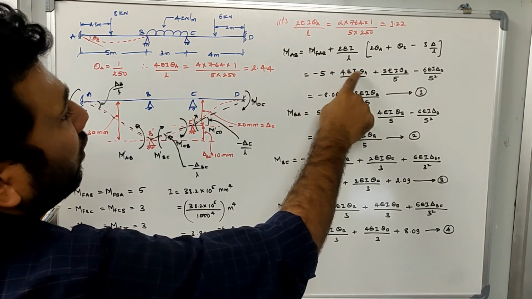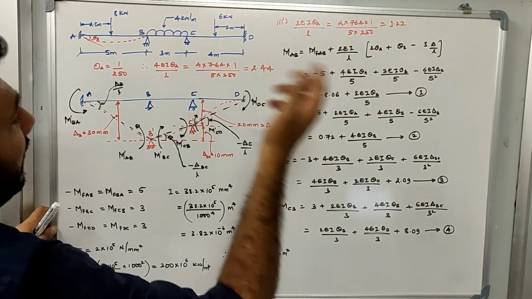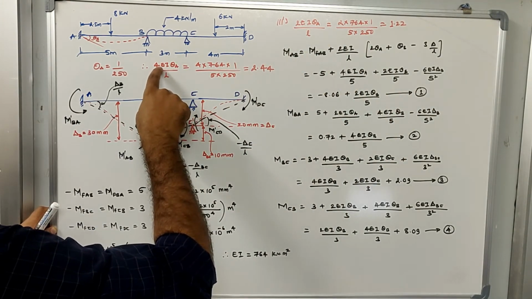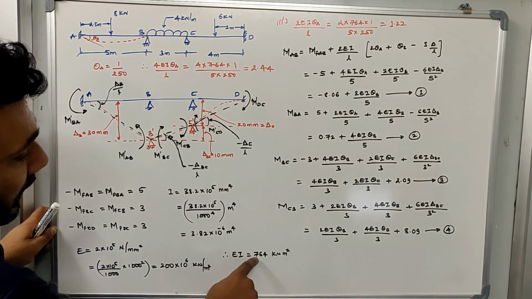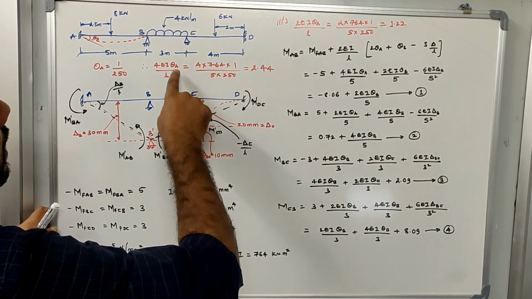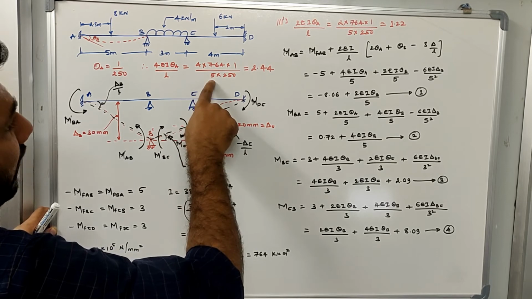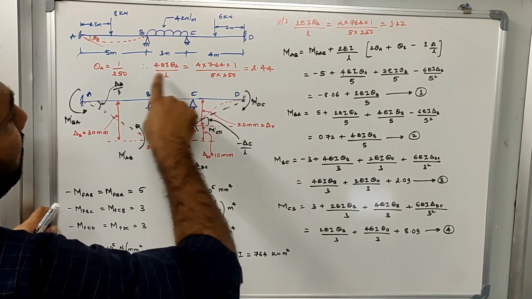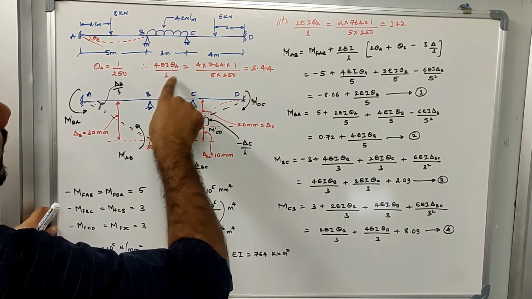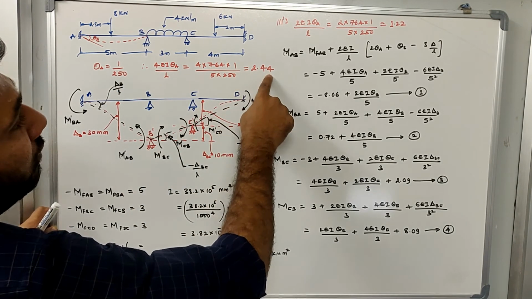So 4EI theta A, because I already know the value of theta A, I have calculated 4EI theta A divided by L. 4 into EI value, which is 764, divided by length, which is 5, and it is multiplied by theta A. Theta A is equal to 1 by 250. From this I have calculated 4EI theta A divided by L, which is 2.44.